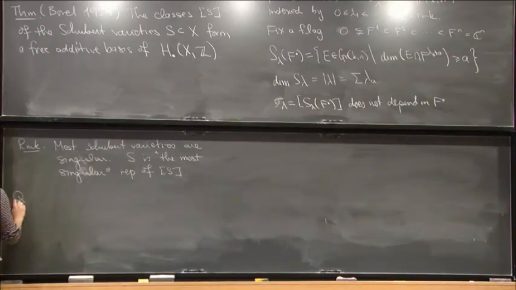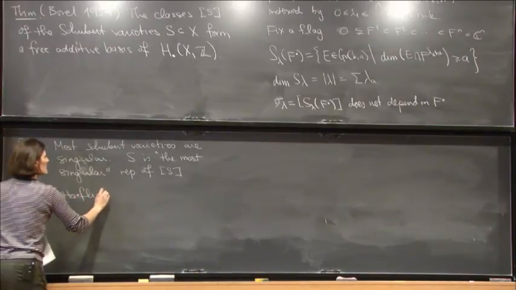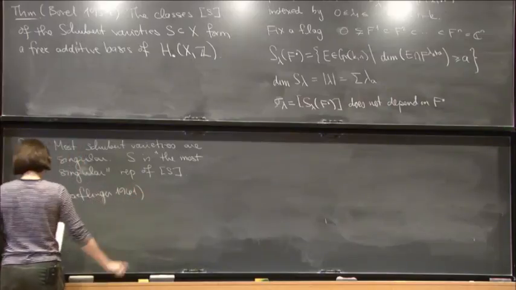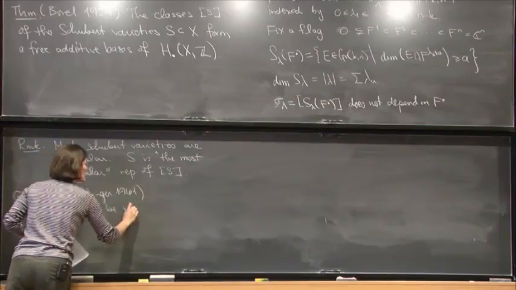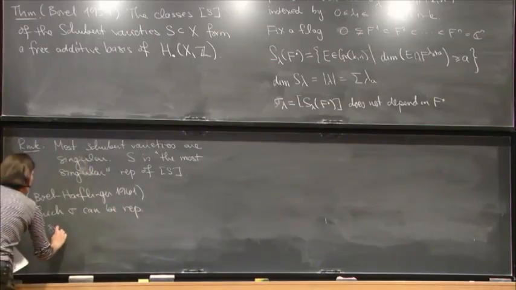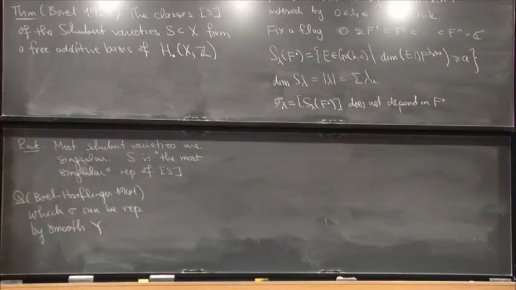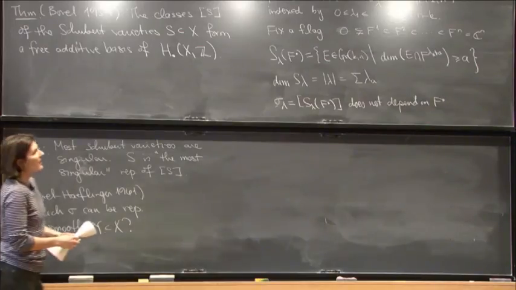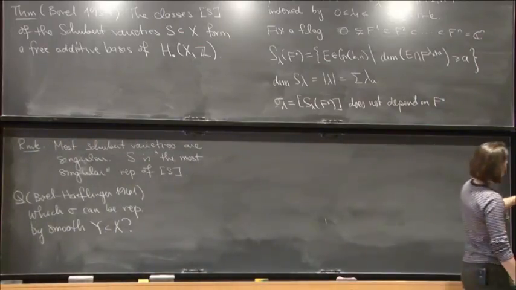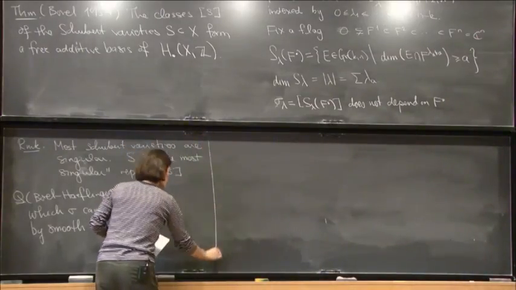So there's a question that goes back to Borel and Haefliger in 1961, which asks which sigma can be represented by a smooth algebraic object, a smooth algebraic variety. Okay, so this is an interesting question. Right, from the Bertini example here, sometimes it's quite easy to dig these things up. Sometimes they don't exist in any reasonable sense.